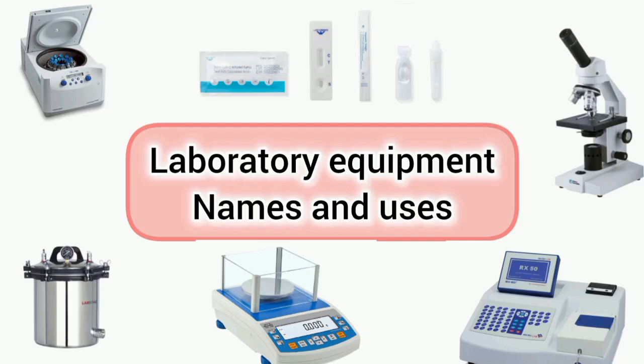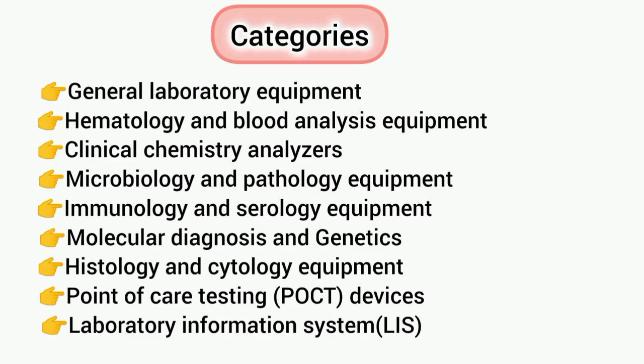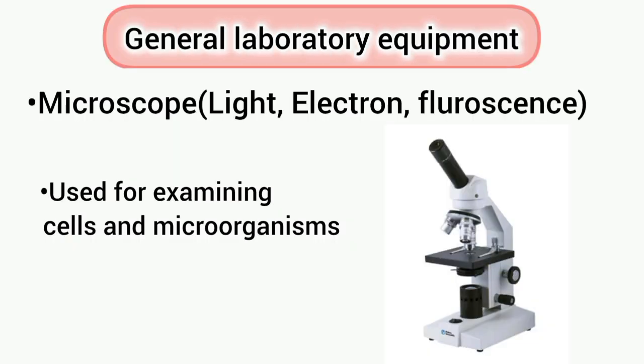Let's talk about laboratory equipment, the names, and their uses. Following are the categories of laboratory equipment. General laboratory equipment. First one is microscope. It is used for examining cells and microorganisms.